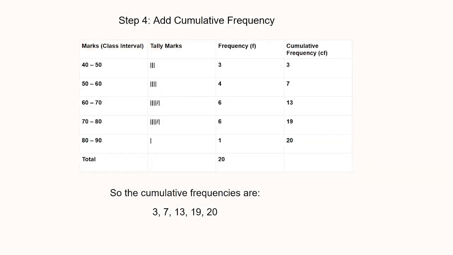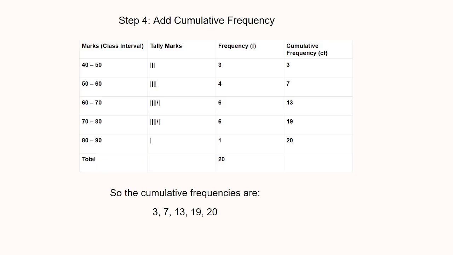Now comes cumulative frequency. Cumulative frequency means running total of frequency. Here see the first class, that is 3. Second class, 3 plus 4, that is 7. Third class, 7 plus 6, 13. Fourth class, 13 plus 6, that is 19. Fifth class, 19 plus 1, 20. So the cumulative frequencies are 3, 7, 13, 19, 20.